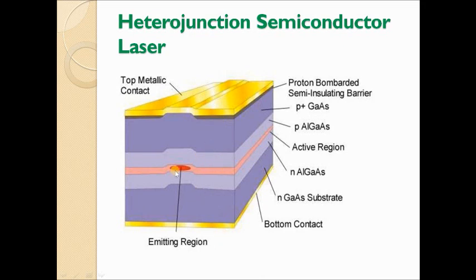When this PN junction diode is forward biased, the electrons from the N region will flow across the junction, and they will combine with the holes from the P region, and they will recombine with each other across the junction, and this is the portion across which the laser is going to be emitted because of the recombination process.